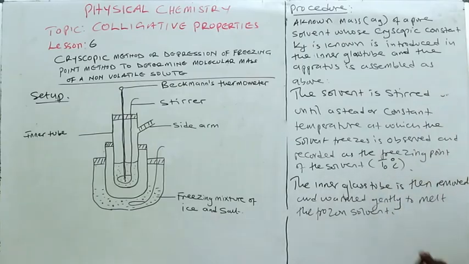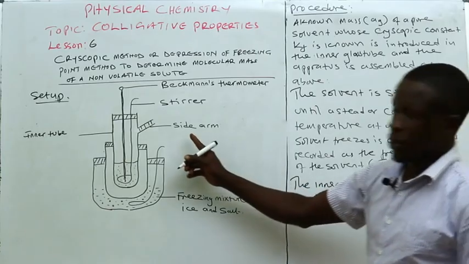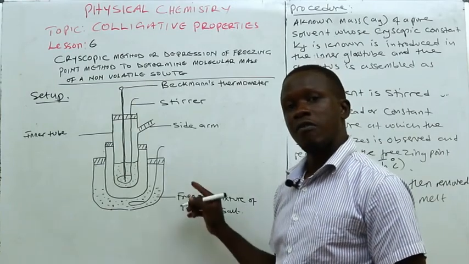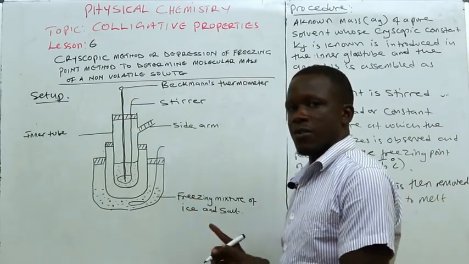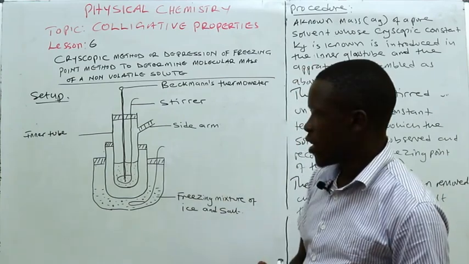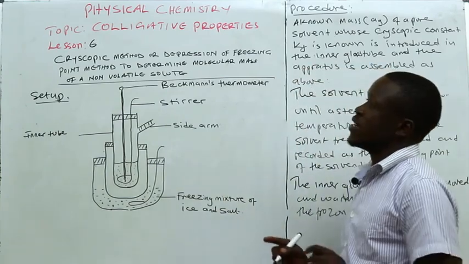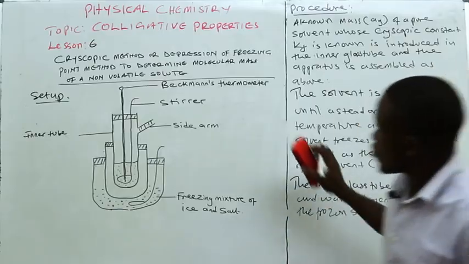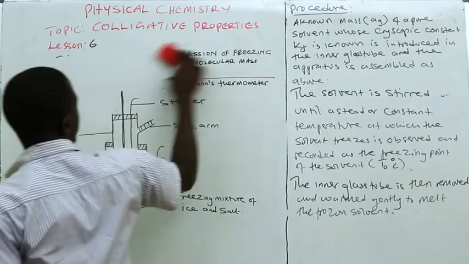So after melting the solvent, we now have our solvent back, and what we shall do is gently add through the side arm a known mass of the non-volatile solute whose relative molecular mass is to be determined. So I can now wrap this.